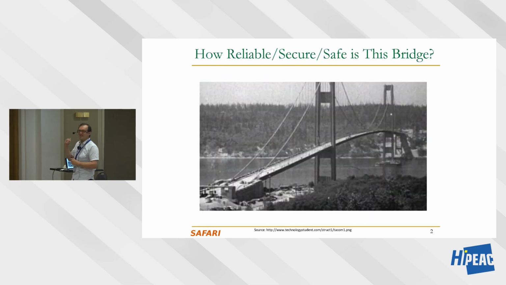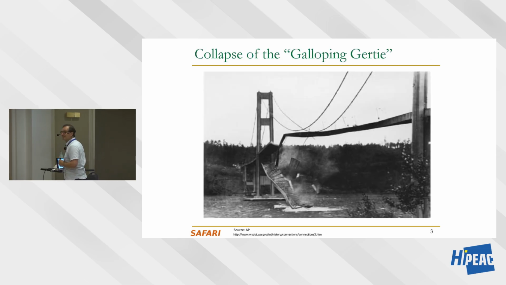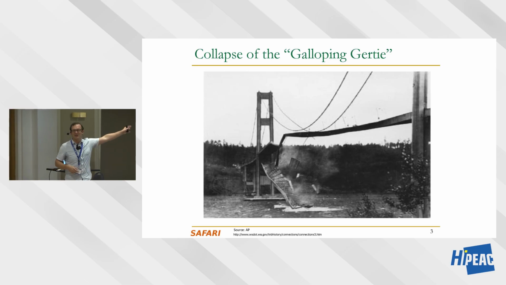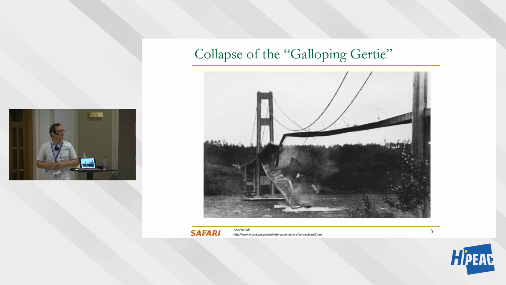So I've already shown you some examples, right? This is a bridge. Does anybody know where this bridge is? Well, it doesn't exist anymore because this is what happened to it in 1940. This is the Tacoma Narrows Bridge. It's also close to where I used to live in Seattle.